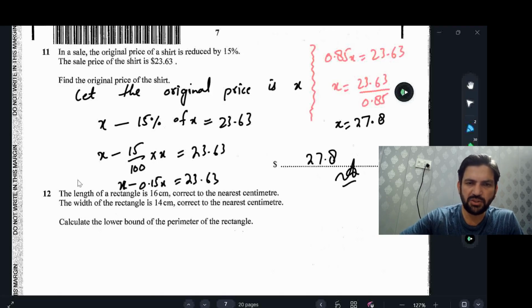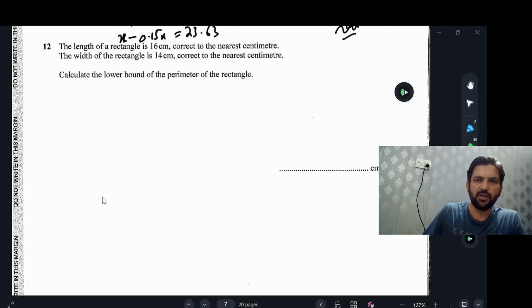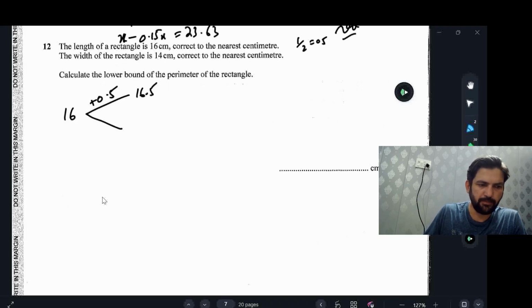Let's move to question number 12. The length of a rectangle is 16 centimeter, correct to the nearest meter. So correct to the nearest meter means we have to add 0.5, which is 1 divided by 2. If we add 0.5, we will have the upper bound. If we subtract 0.5, we will have the lower bound.